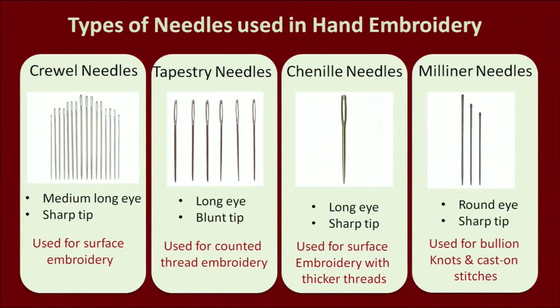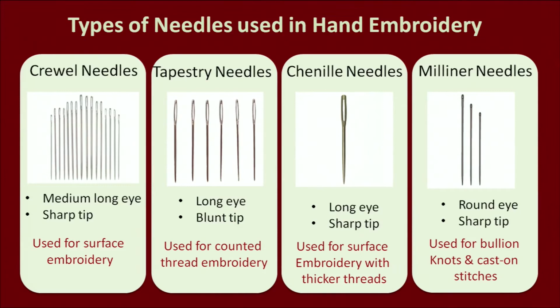As I had just mentioned, there are a variety of needles available in the market, and these are some of the different types that you may find. Crewel needles have a medium to long eye and a sharp tip, and they are generally used for surface embroidery. Tapestry needles have a long eye and blunt tip, and they are used for counted thread embroidery done on a thicker fabric.